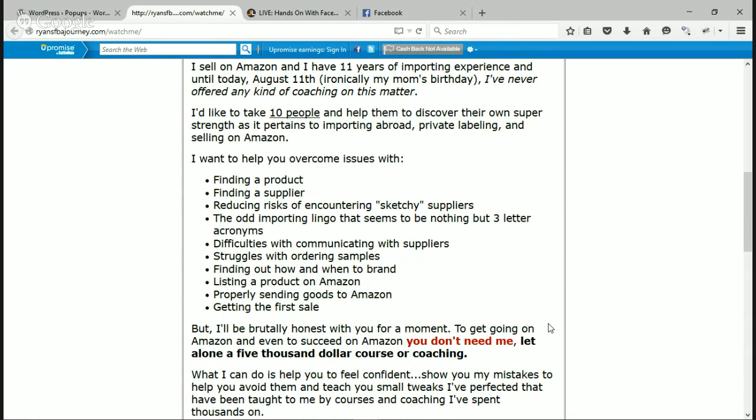Because we use words a little too much sometimes, I think. "As it pertains to importing abroad, private labeling, and selling on Amazon, I want to help you overcome issues with finding a product, finding a supplier, reducing risks of encountering sketchy suppliers, the odds of importing lingo that seems to be nothing but three-letter acronyms, difficulties with communicating with suppliers." You mean like you don't speak Chinese?